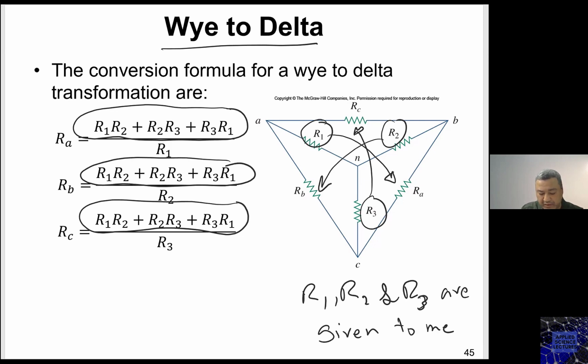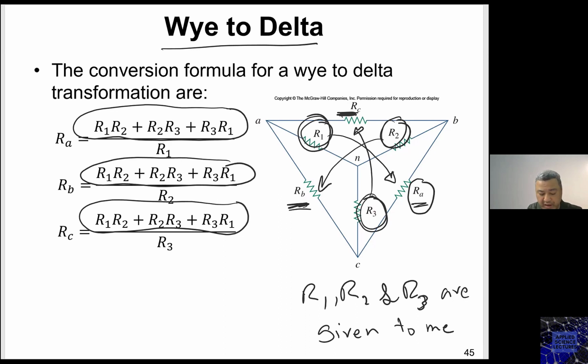I need to find RA, RB, and RC. So the numerator is the same for all of them. What about the denominator? The denominator is basically, for RA, we'll be dividing it by R1. For RB, we'll be dividing it by R2. And for RC, it will be dividing it by R3. Okay? So this is how I go from Y to delta.